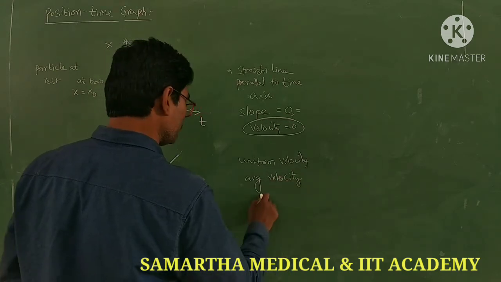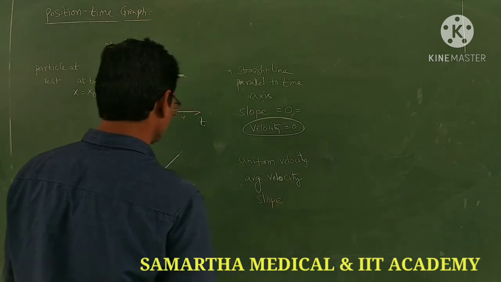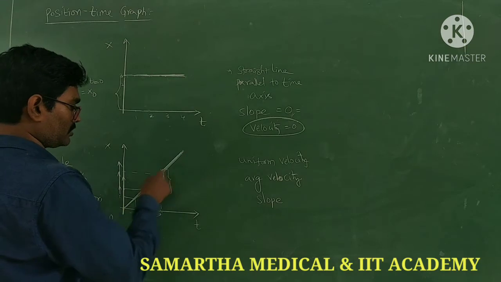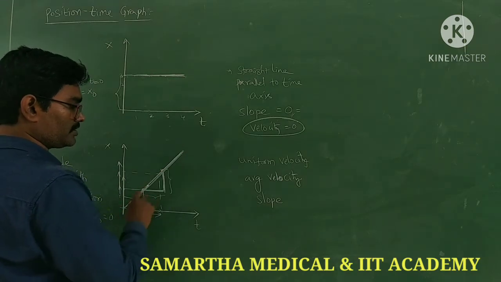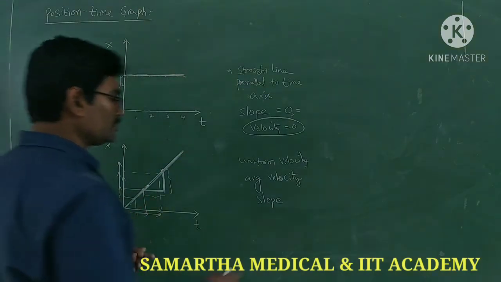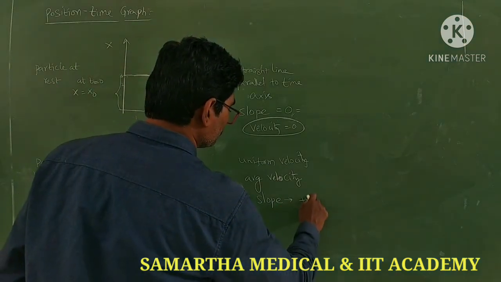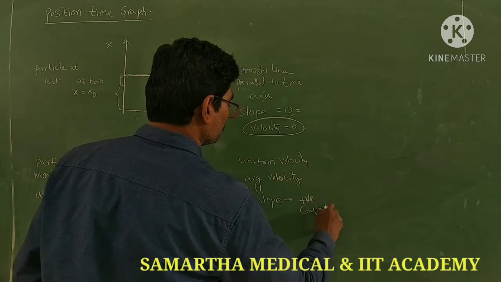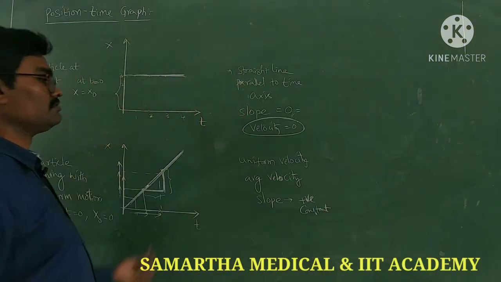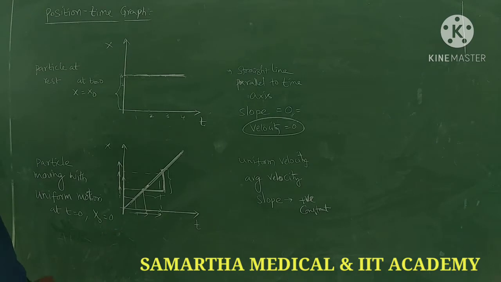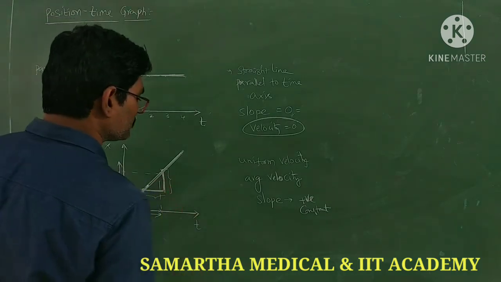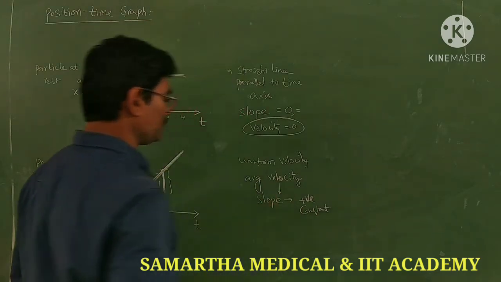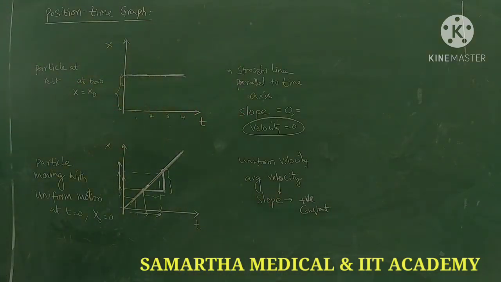What is the slope of this? It's a constant slope throughout. Wherever you take the points on the curve, you will get a constant slope. The slope is positive and constant. So the particle is going with uniform velocity or average velocity. Okay, that shows the slope of the curve shows the average velocity. Average velocity is given by the slope of the curve. Right. Next, another one.